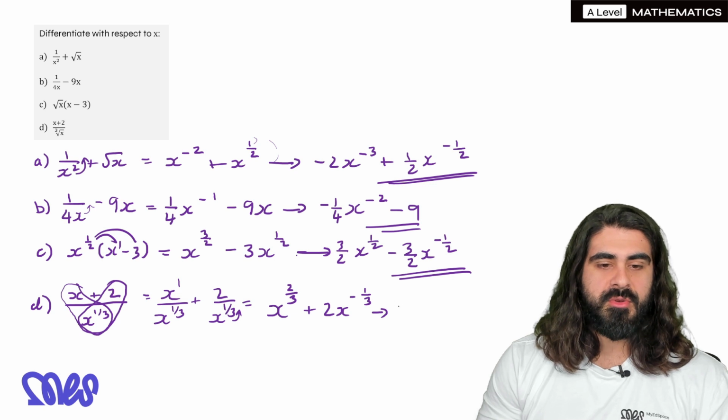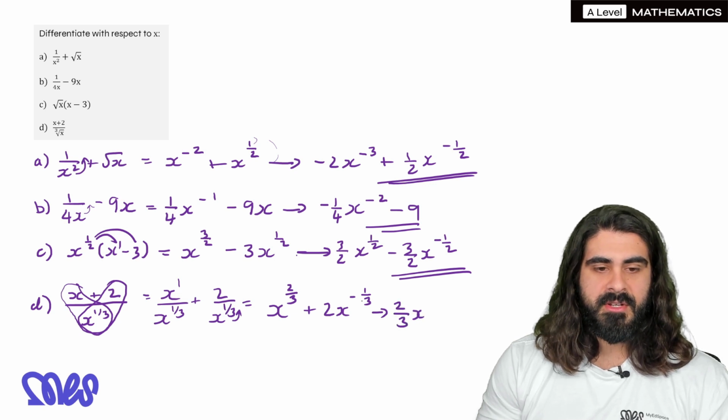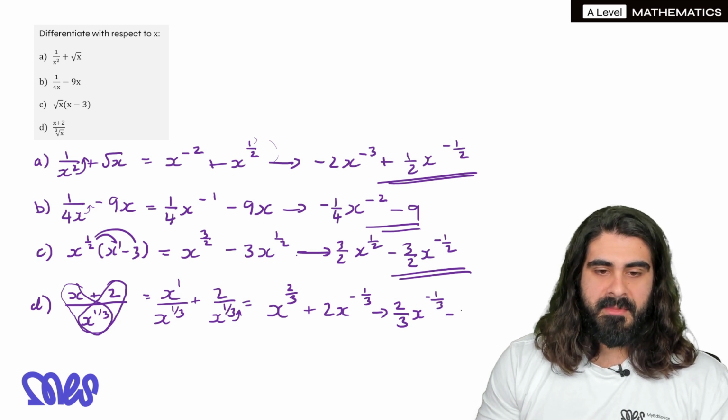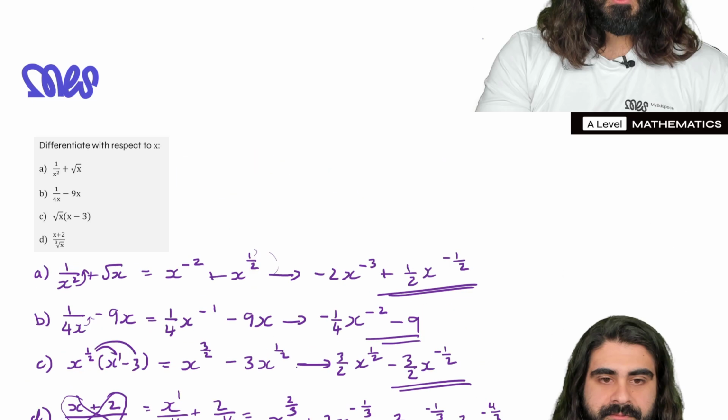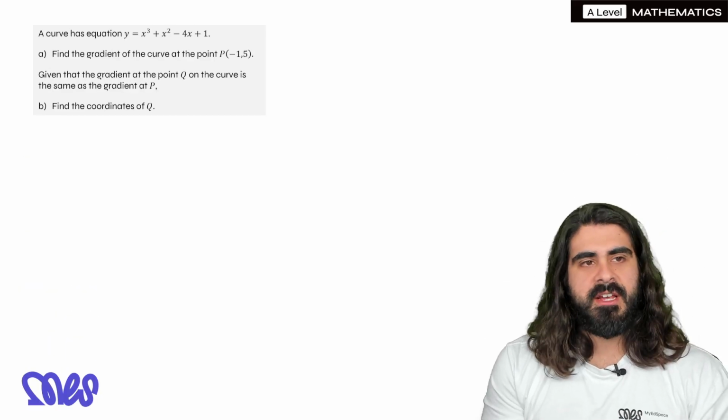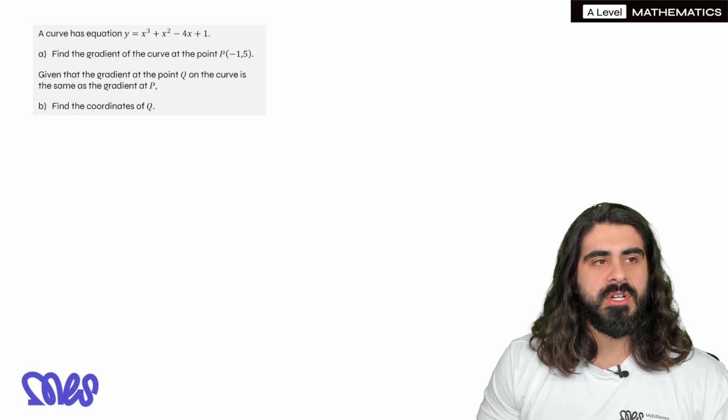So we bring down the 2/3, x to the power of 2/3 minus 1, which is minus 1/3. 2 times minus a third is minus 2/3, x to the power of minus 1 take away a third, which is minus 4/3. And that's that. So just one last question, just to check and apply it to some actual curves.